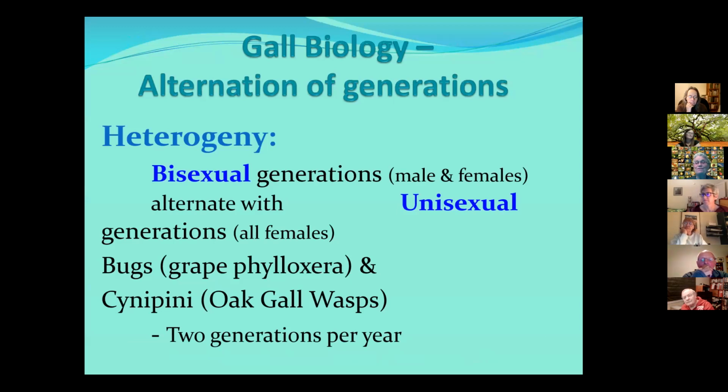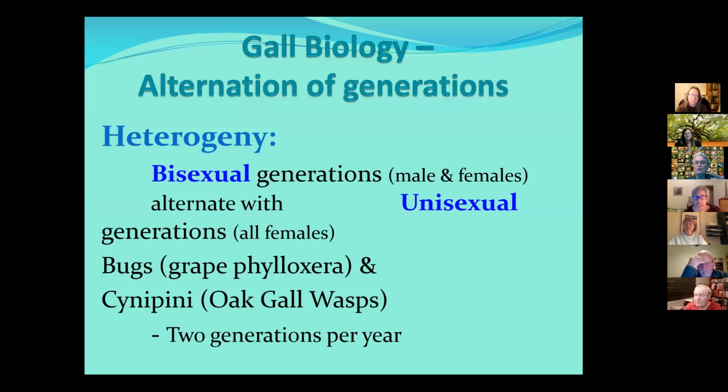Bisexual generations followed by alternate unisexual generations that are all female. We can see these in bug galls, like grape phylloxera. We can see these in oak gall. Okay. I told you we weren't going to talk about aphids, but we're going to talk about their relatives only because they have fascinating alternations. In the case of the Cynipini, these are the oak gall wasps, we have only 2 generations a year, but we generally have the pattern of 2 different generations a year.